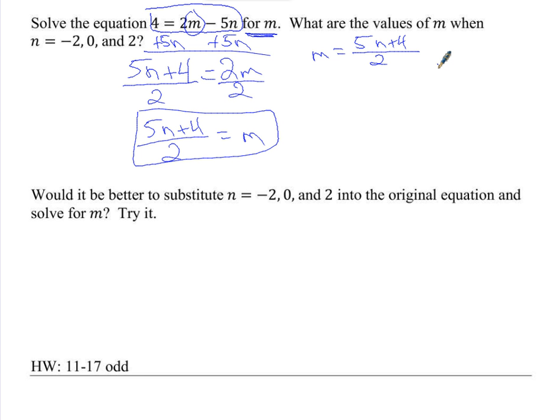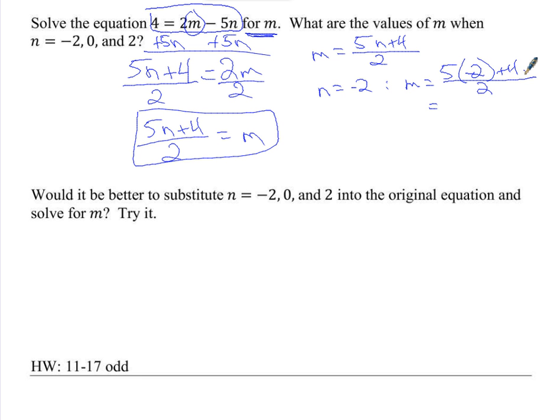What are the values of m when n equals -2, 0, and positive 2? Well, for n equals -2, I can substitute -2 in, and I get m equals 5, parentheses, -2 plus 4, all divided by 2. And then I use order of operations to simplify that down. I can do this in my head, actually. 5 times -2 is what?